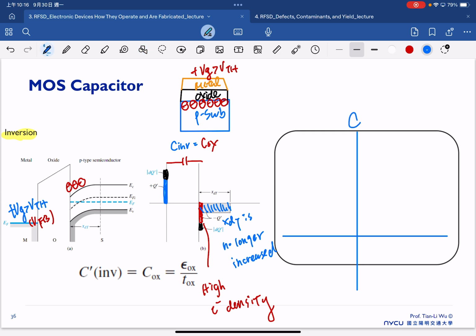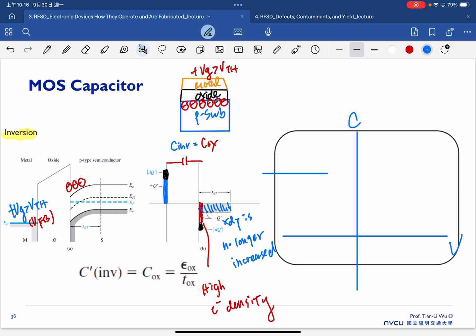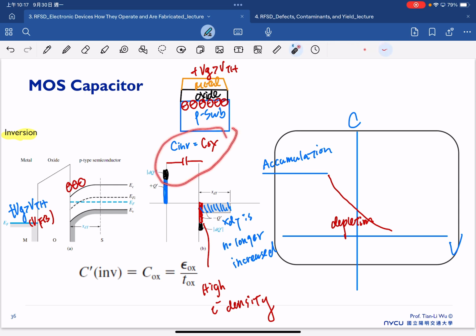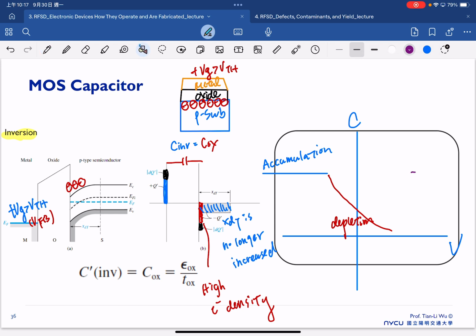Once we have a CV characteristic, from the left we have accumulation, and as we increase the gate bias, we start to have this depletion. But because right now, in the case of inversion, the capacitance will go back to our oxide capacitance. So therefore, in the region of inversion, we expect to have the same capacitance as the accumulation. So that's the inversion. So we will have this transition region.